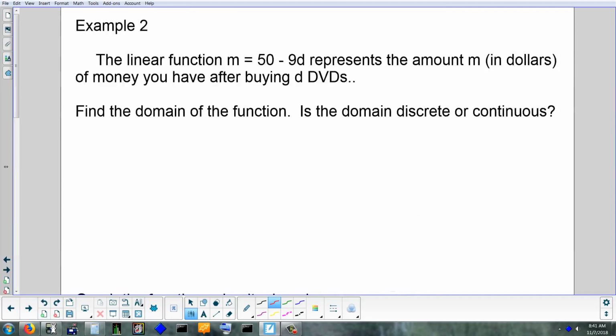Okay, so this is one where we've got a graph, so we'll do that after. It's the same thing. It says the linear function m equals 50 minus 9d represents the amount of money you have in dollars after you buy a certain amount of DVDs.